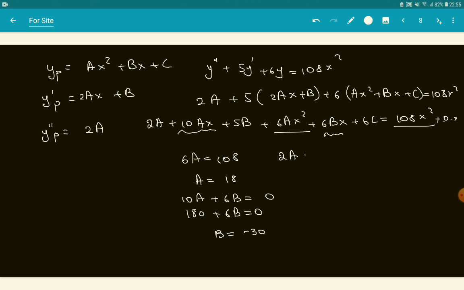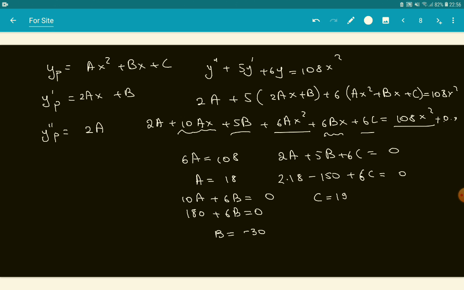I go for c. I just write 2a plus 5b from here and here plus 6c is equal to 0. Sorry, 2 multiplied by 18, negative 150 plus 6c is equal to 0. And from here, if you do the calculation, c is equal to 19.